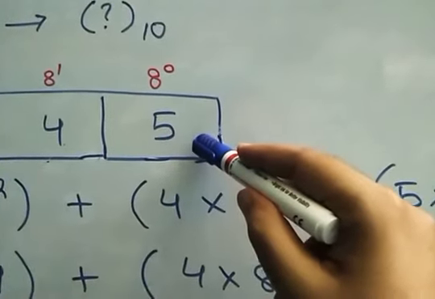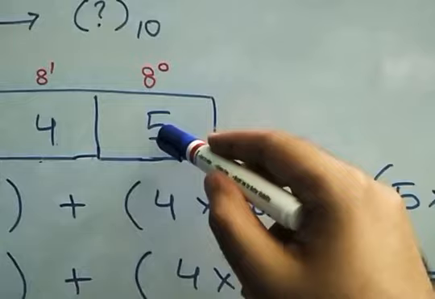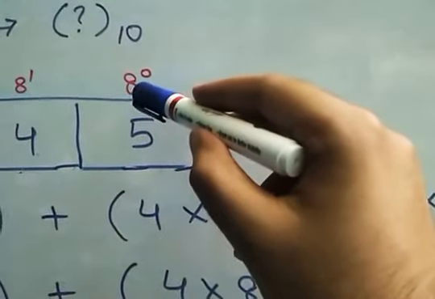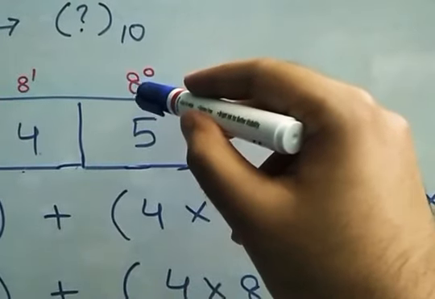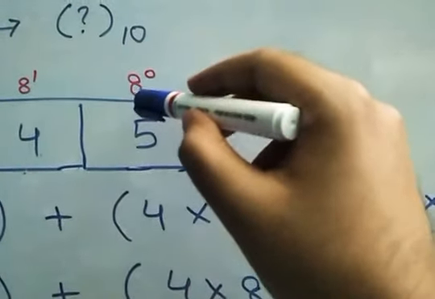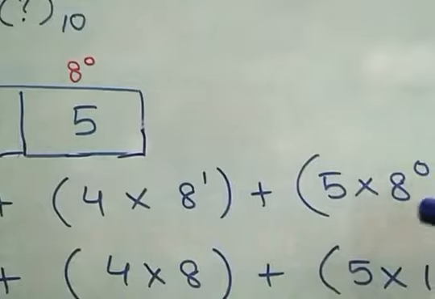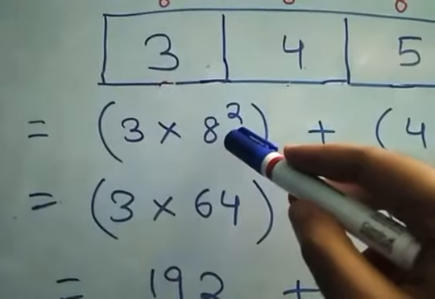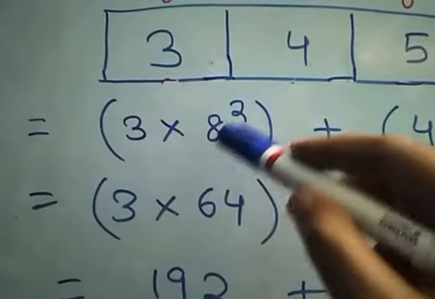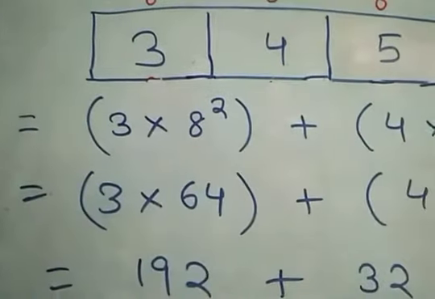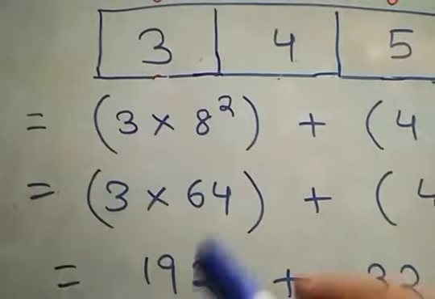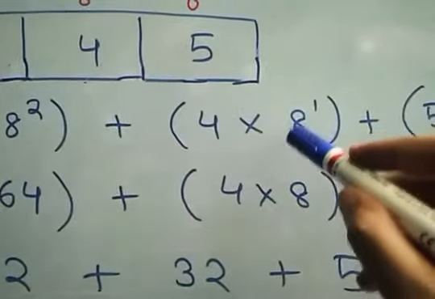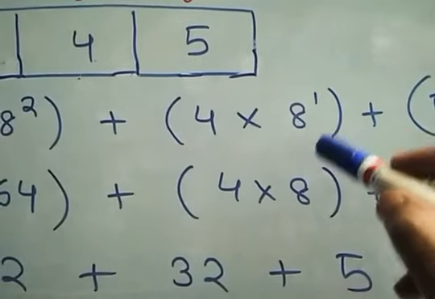For this position, 0 position, face value is 5 multiplied with the weight of 0 position, which is 8 to the power 0, so we'll write 8 to the power 0. Now we will perform the square. 8 to the power 2 means 8 into 8, that is 64. So 3 into 64 plus 8 to the power 1 means 8 into 1.